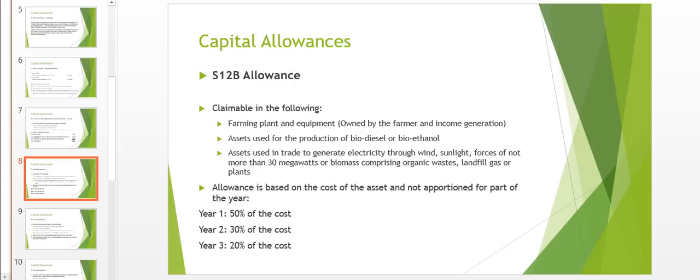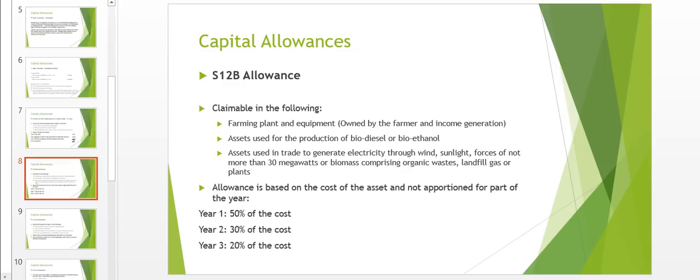Okay, and then what you also get is your Section 12 allowances. Section 12 allowances are allowances on manufacturing assets or processing assets. So your Section 12B allowance is mostly allowances for manufacturing businesses. Some examples of these manufacturing assets are, for example, farming plant and equipment.